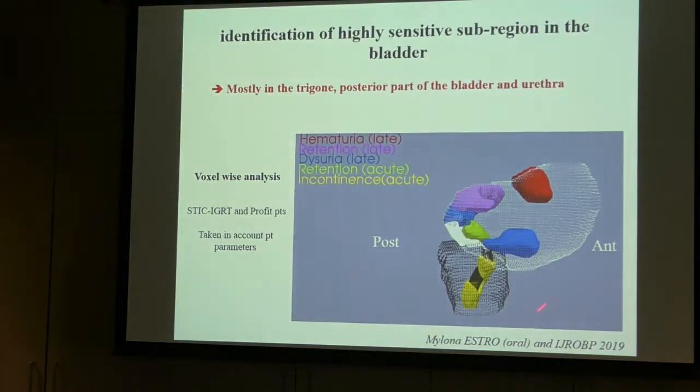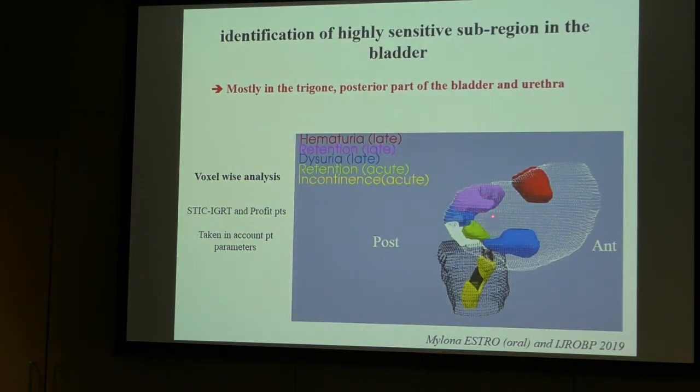Sorry. Eugene just showed that several urinary symptoms may be related to the dose delivered not only in the full bladder, but particularly in the trigonal area, in the posterior part of the bladder. So the conclusion is that it's a good idea to spare, of course, the whole bladder when we treat, whether prostate or uterus, but particularly maybe this posterior part of the bladder.